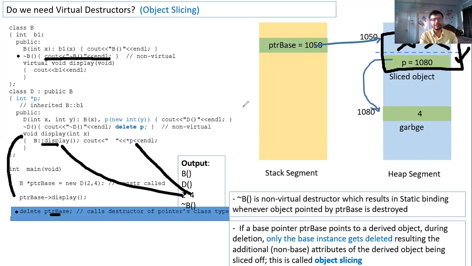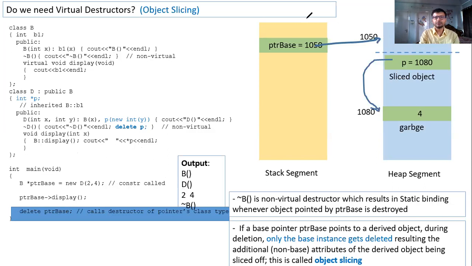So how to avoid this? The simple cause is, what we should have expected here is that whenever we call delete ptr_base, it should call the derived class's destructor. To make that happen, because you are calling it through the base pointer, you have to tag the base destructor as virtual. If you do that, this will happen. So let us see how it works.